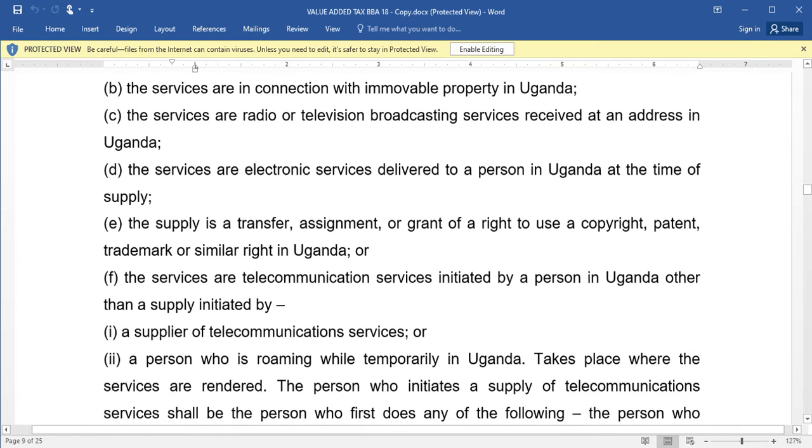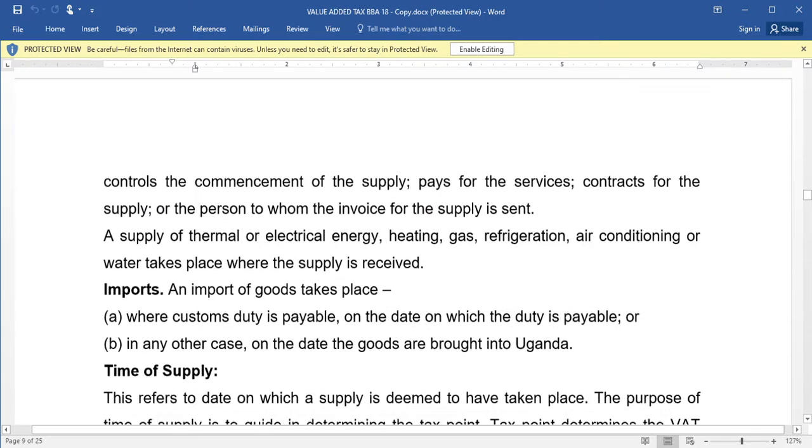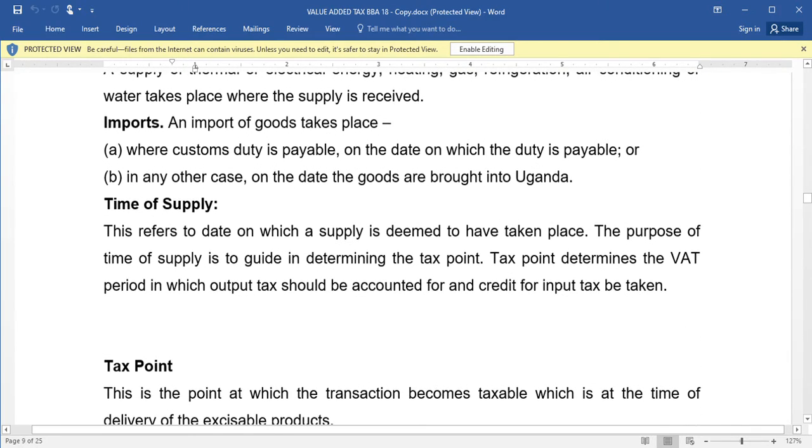Then services are electronic services delivered to a person in Uganda at the time of supply. Then the supply is a transfer, assignment, or grant of a right to use a copyright, patent, trademark, or similar right in Uganda. The supply of services has to be made in Uganda. The business that is doing it must be in Uganda. So that's the main thing about supply of a service. Let's look at imports.